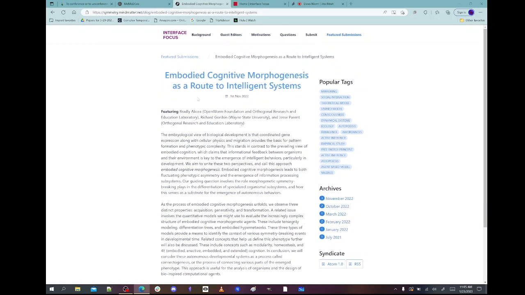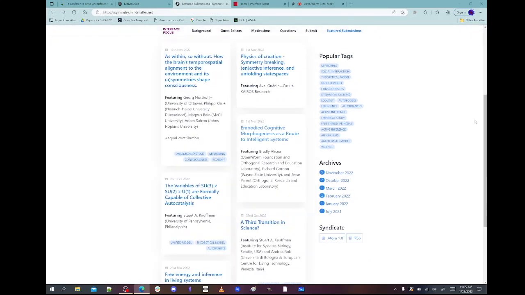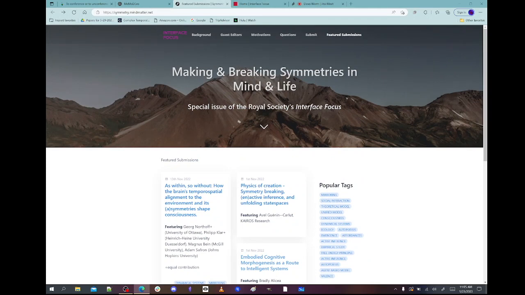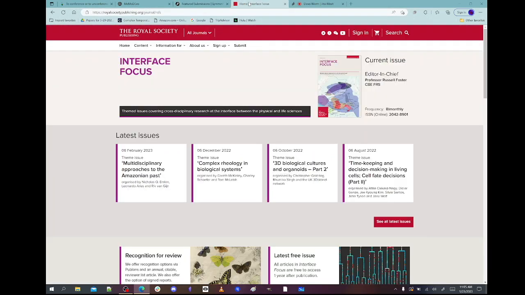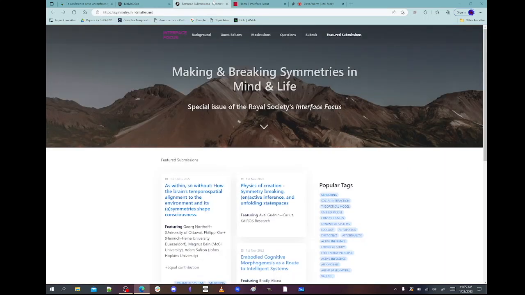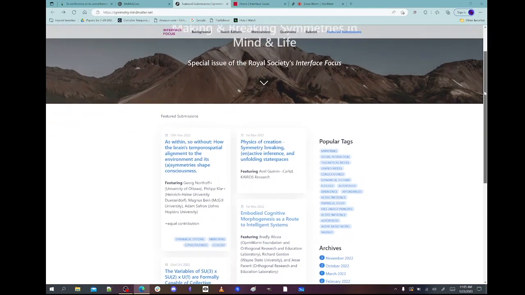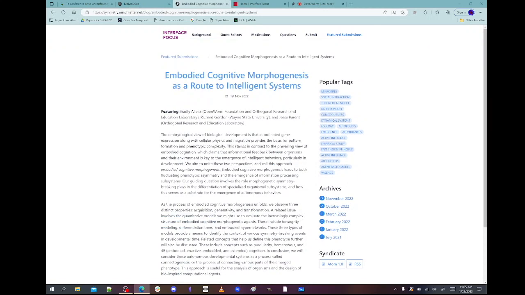So this will be published in Interface Focus in a special issue on making and breaking symmetries in mind and life. This is the Royal Society Interface Focus journal. It focuses on special issues on different interdisciplinary topics. So I look forward to that being published. It's available right now on the SciArchive, and the abstract is here, but we're looking forward to getting a formally published study very soon.